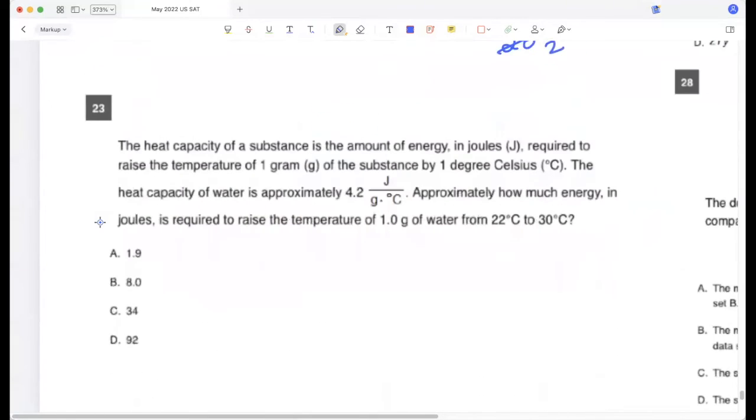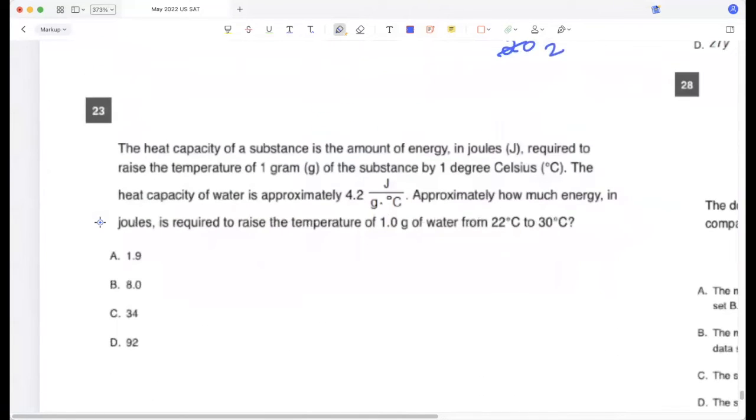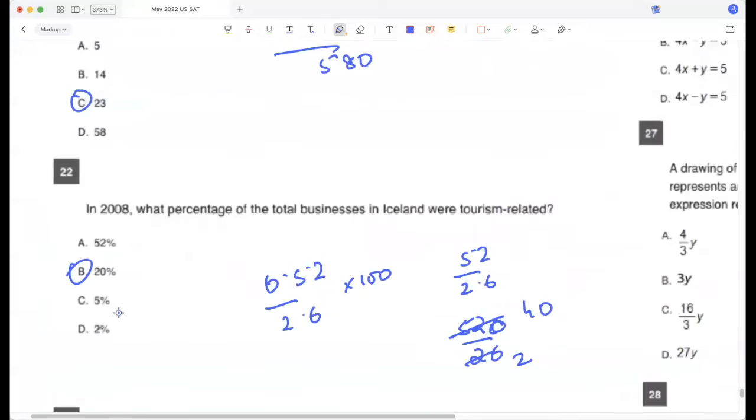The heat capacity of a substance is the amount of energy required to raise the temperature of 1 gram of the substance by 1 degree Celsius. The heat capacity of water is this. Approximately how much energy is required to raise the temperature of 1 gram of water from 22 to 30? So total 8 degrees centigrade. So 4.2 into 8, 33.6, so about 34.